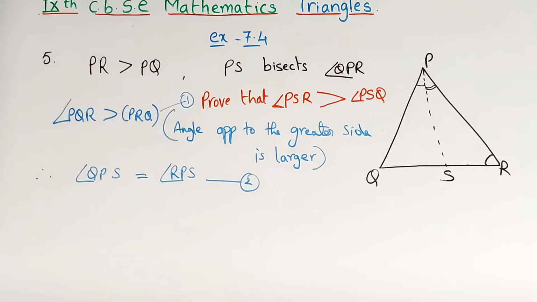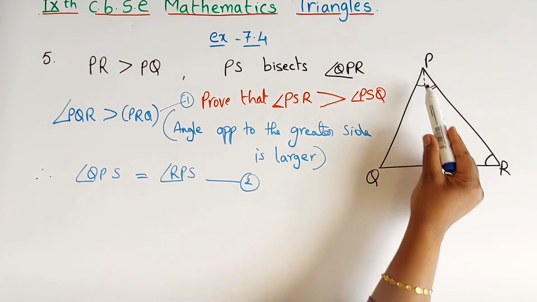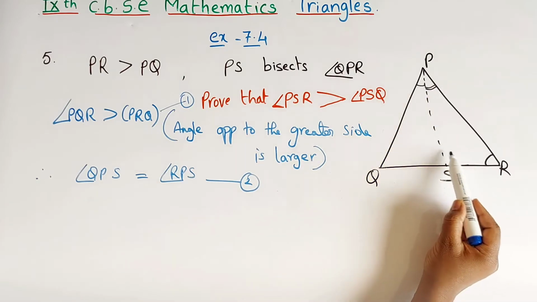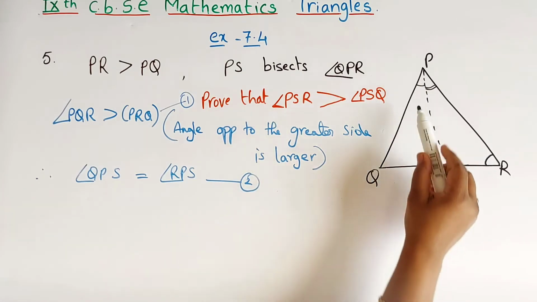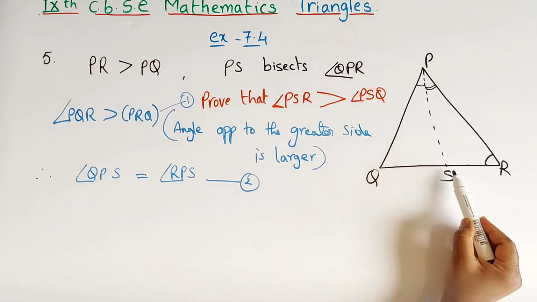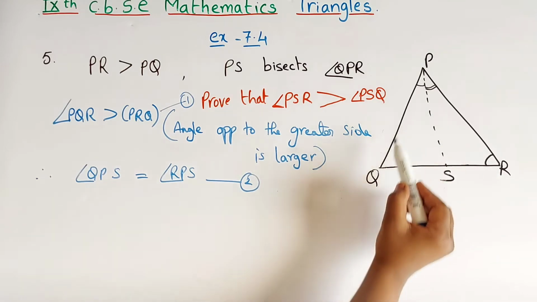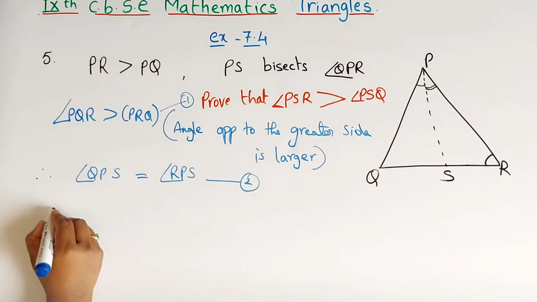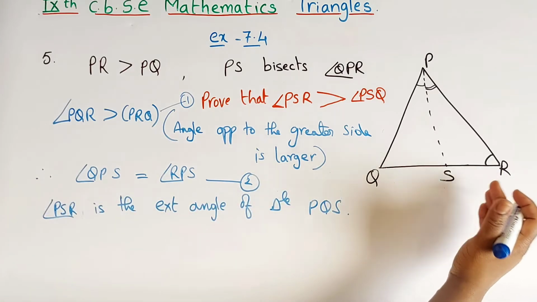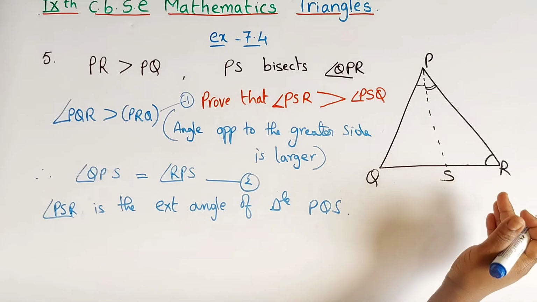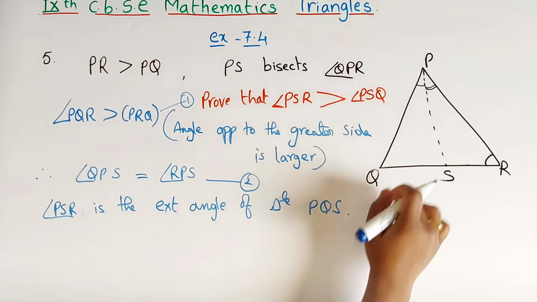Now PSR is the exterior angle. See, angle PSR is the exterior angle of this small triangle. If you divide this triangle PQS, now PSR is the exterior angle of this triangle, children. What is the exterior angle property, children? The exterior angle is equal to the sum of the opposite interior angles.